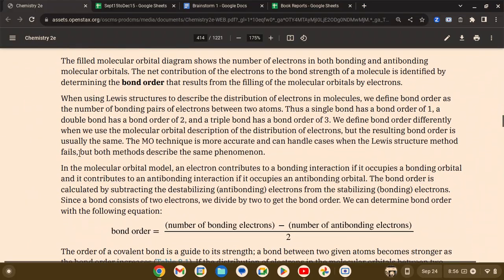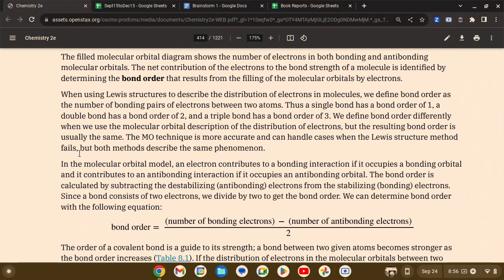The bond order. The filled molecular orbital diagram shows the number of electrons in both bonding and antibonding molecular orbitals. The net contribution of the electrons to the bond strength of a molecule is identified by determining the bond order that results from the filling of the molecular orbitals by electrons. When using Lewis structures to describe the distribution of electrons in molecules, we define bond order as the number of bonding pairs of electrons between 2 atoms. Thus, a single bond has a bond order of 1, a double bond has a bond order of 2, and a triple bond has a bond order of 3.